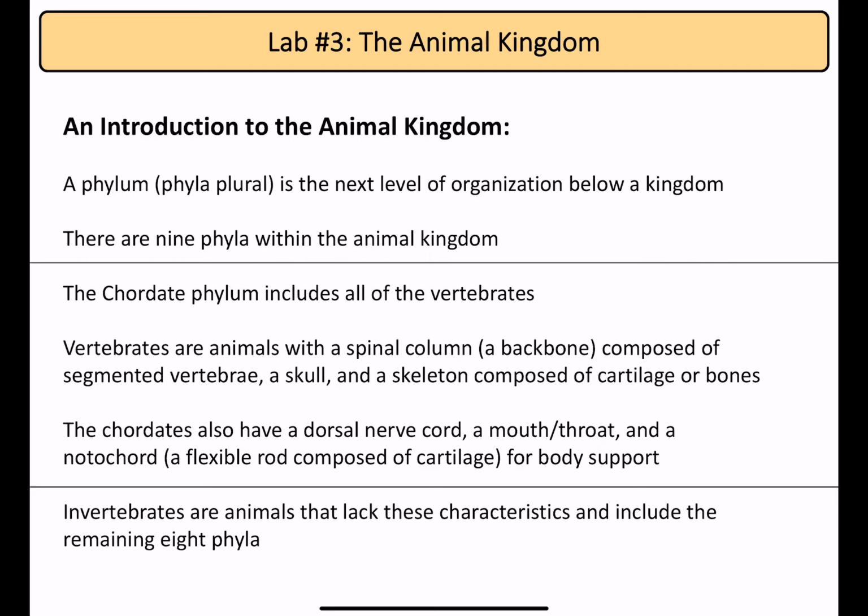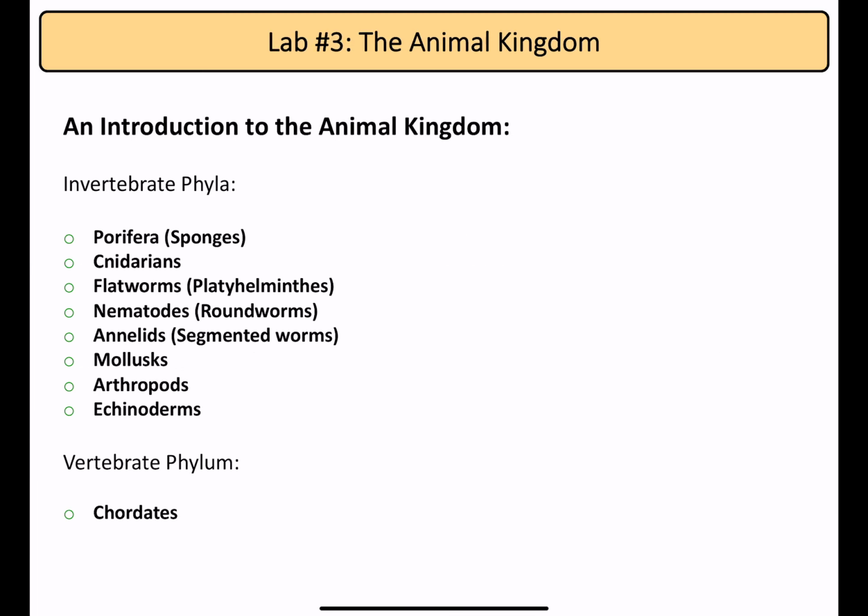The other 8 groups that we're going to cover are invertebrates, and they primarily lack the characteristics that I just listed. So here you go. These are the 9 phyla, broken down by whether they are invertebrates or vertebrates. I'm going to say those for you.